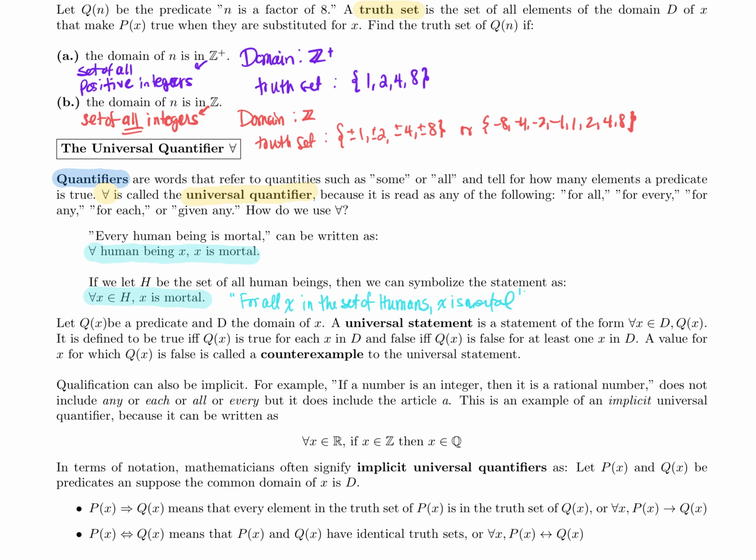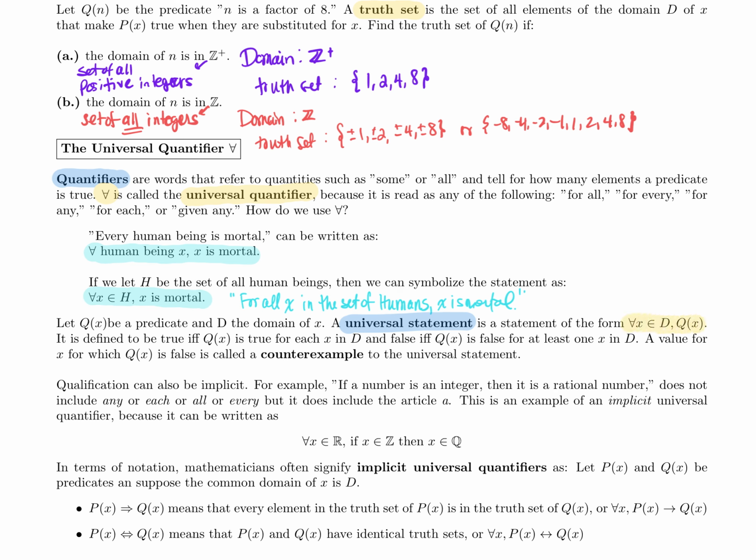So if we let Q of X be a predicate and D be the domain of X, then we can now define a universal statement. So, what is a universal statement? A universal statement is a statement of the form for all X in the domain D, Q of X is true. So, for all X in D, Q of X.